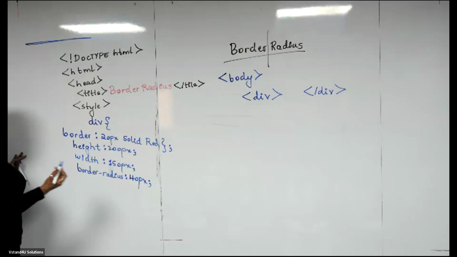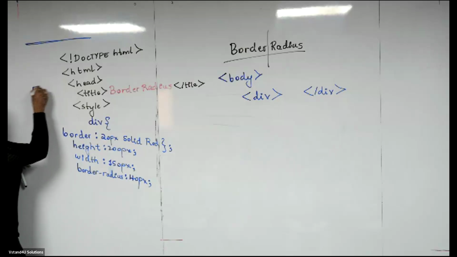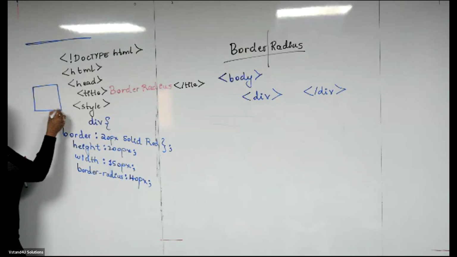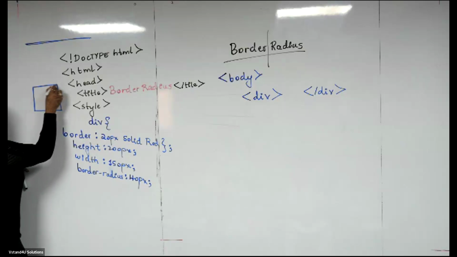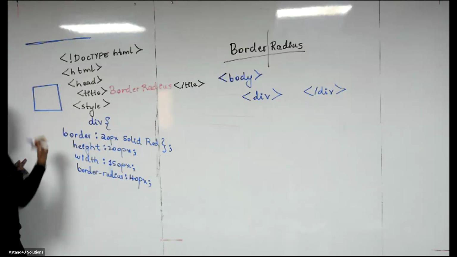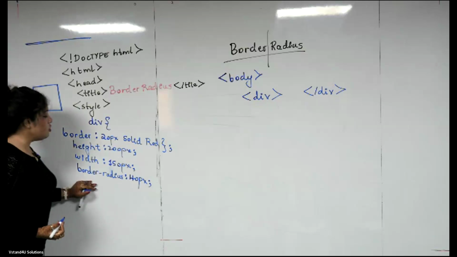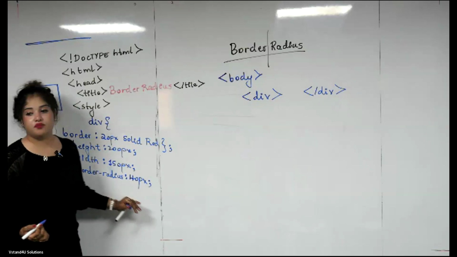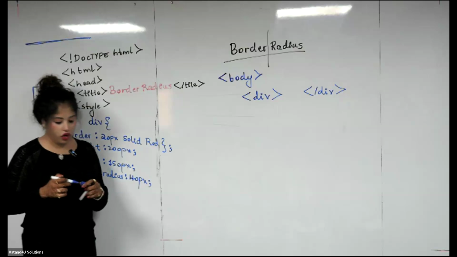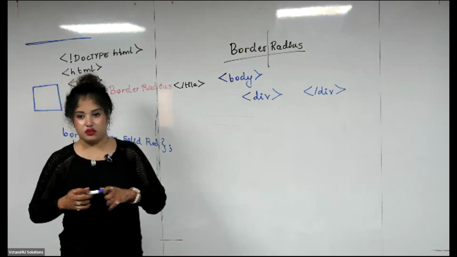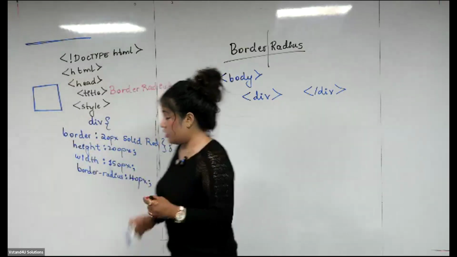How will I get my output? So my output will be displayed like this. Yes or no? Then what is the use of this property called border radius? What do you mean by border radius? Sorry, I should not ask questions, no?